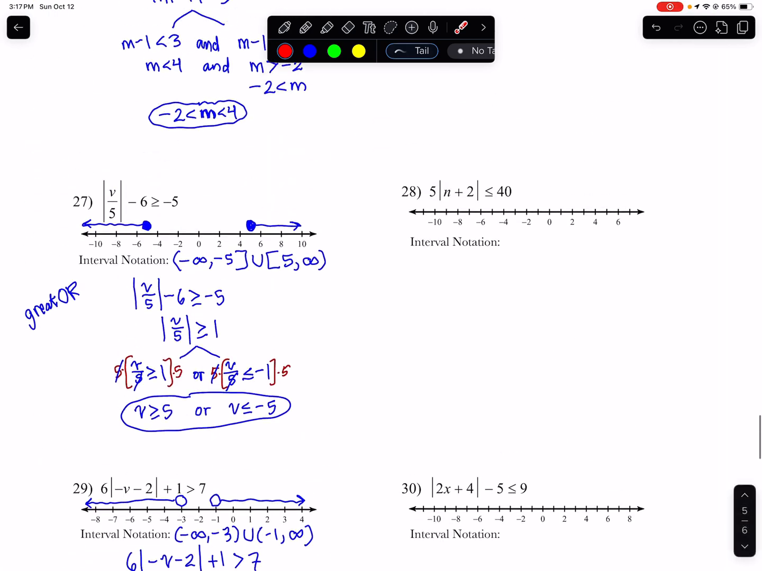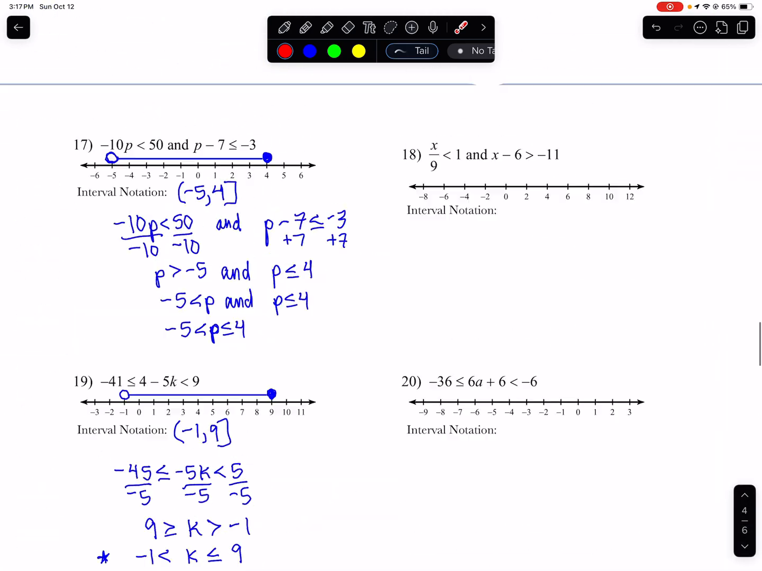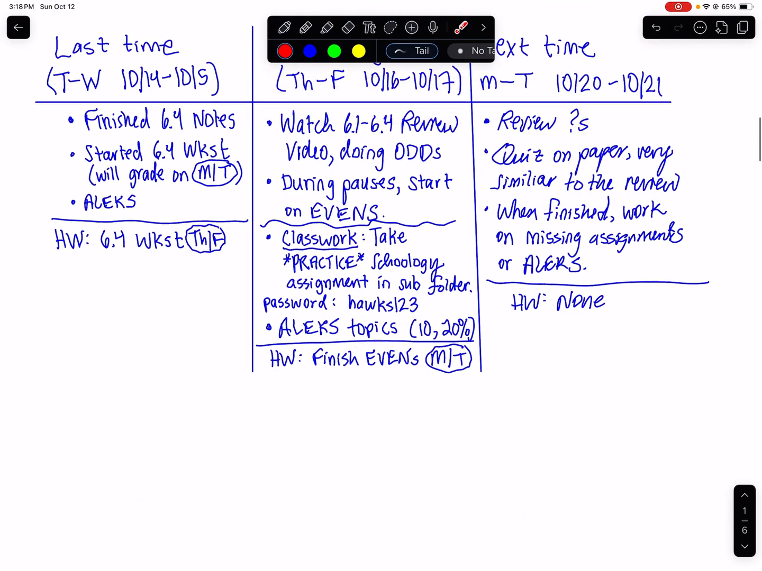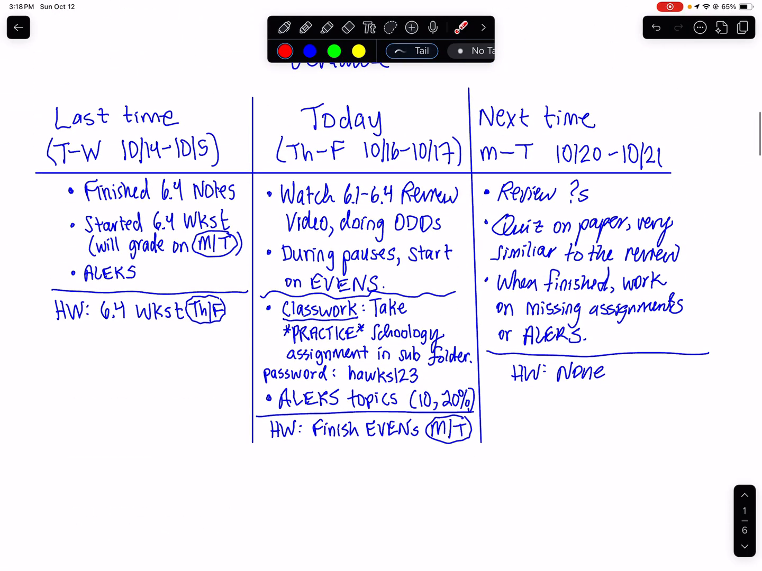All right. So you'll use the rest of the time to work on the evens. Okay. Now you can work on any problem you want. Okay. Circle the ones that you're struggling with. And that'll be your homework. Okay. So finish those evens for me.